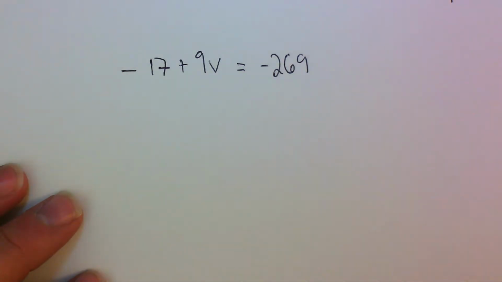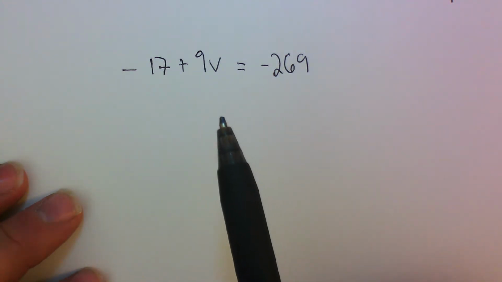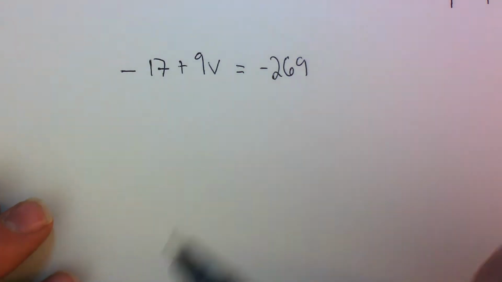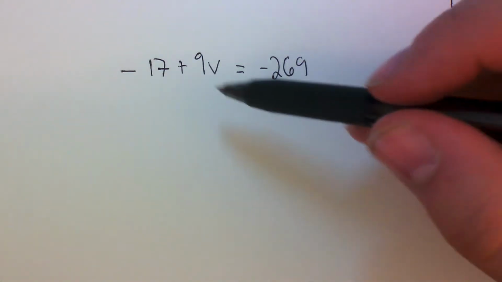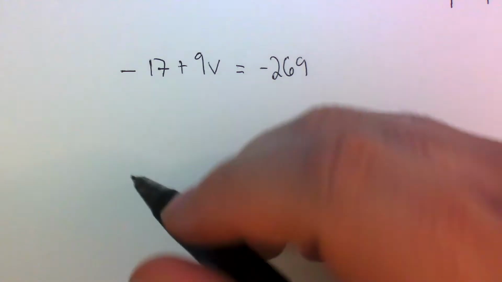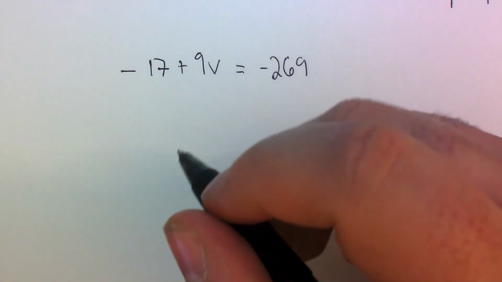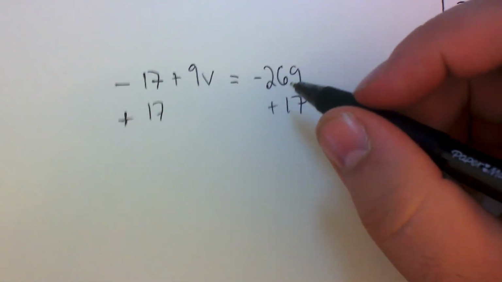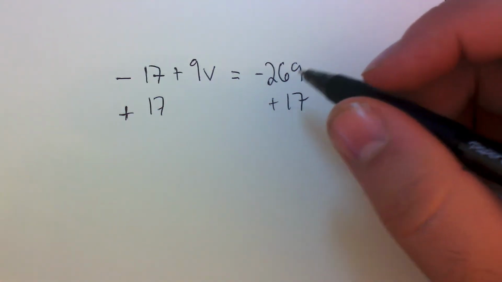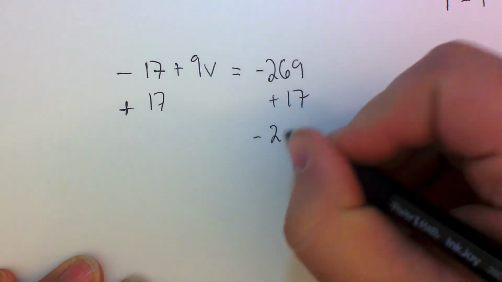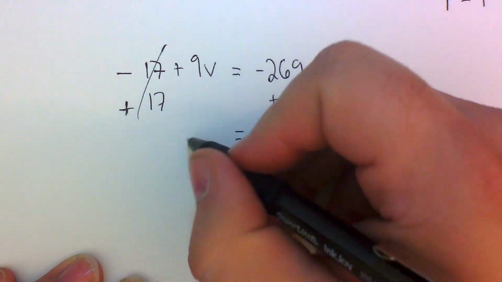Okay, so how I would read this if I was trying to solve it, I would say that negative 17 plus 9 times some number is equal to negative 269. So again, same principles apply as the one above. I'm going to start by doing the inverse operations to get this v by itself over here. So I'm going to add the 17 to the other side because those are going to cancel out, and I want to begin to isolate the variable. So I know that negative 269 plus 17 is negative 252, and that would leave me with 9v on this side.